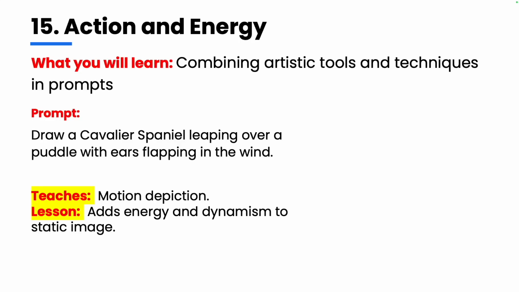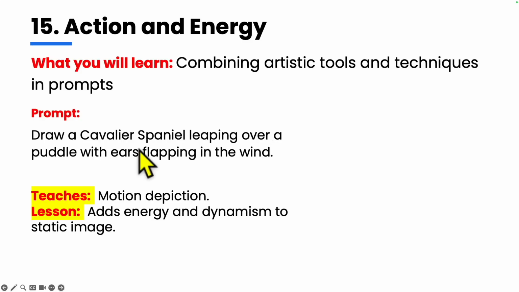In, I think, example 6 or 7, we asked it to use a narrative format where, in a lavender field, the dog was in a flight mode. That's an action. So here we are combining artistic tools and techniques in the prompt. The prompt is: draw a Cavalier Spaniel leaping over a puddle with ears flapping in the wind.